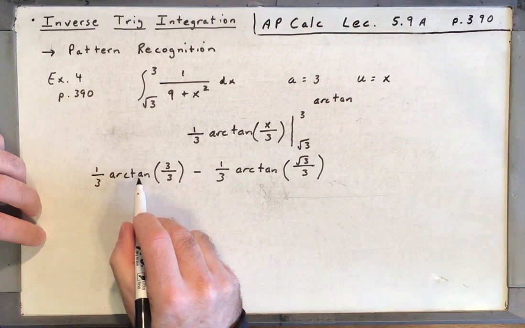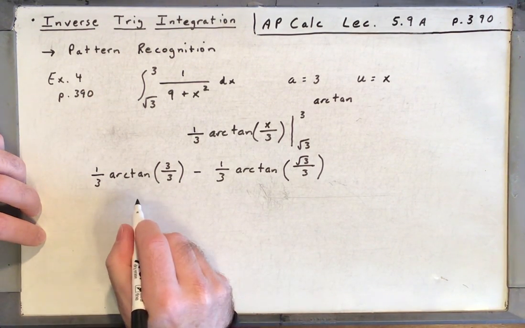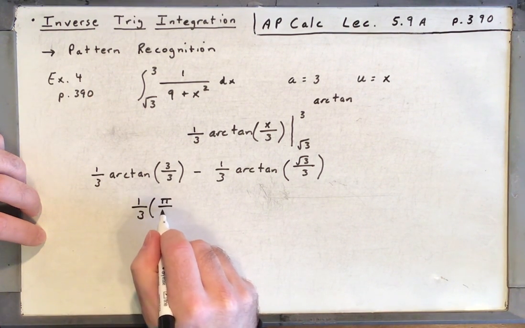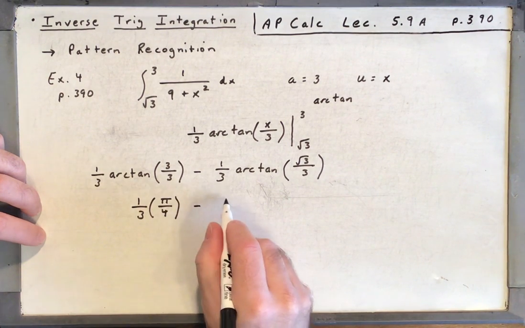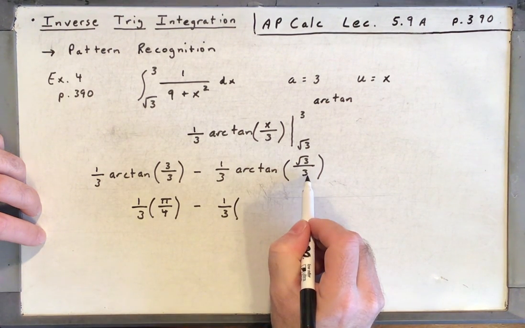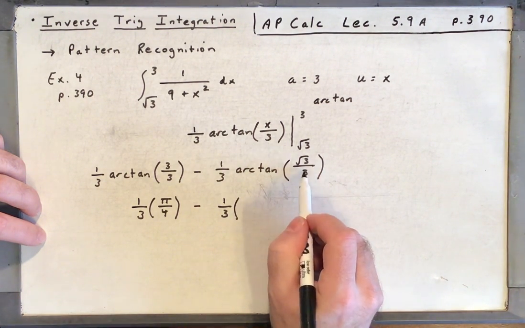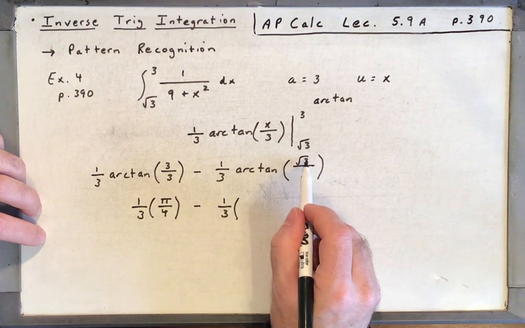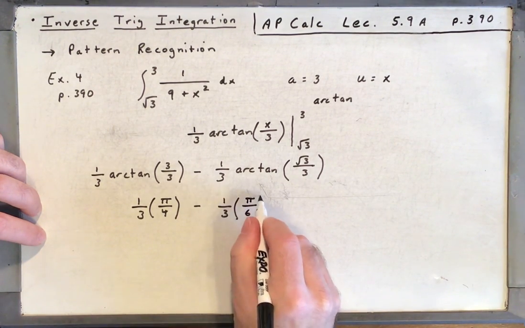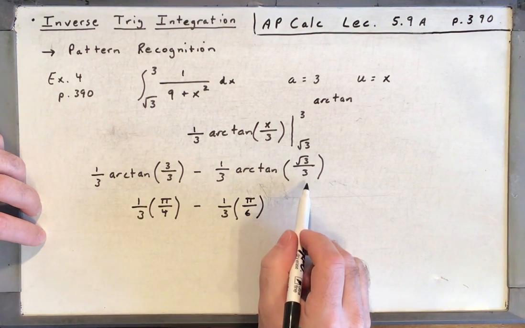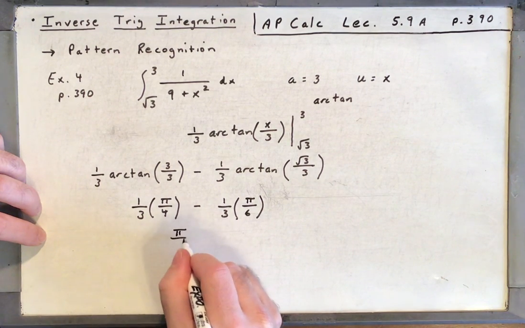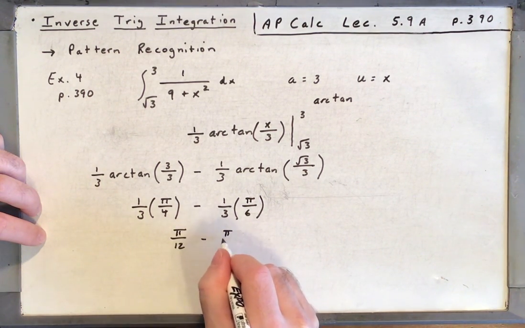Okay, the angle whose tangent is 1, that's pi over 4. So we'll have 1/3 times pi over 4 minus 1/3 the angle whose tangent is √3/3. Okay, so you can remember this. If it's just √3, it's pi over 3. If it's √3/3, it is pi over 6. If you want, you can go through the tangent is equal to sine over cosine and work that out, but it's easier just to memorize that. So we're going to have pi over 12 minus pi over 18.